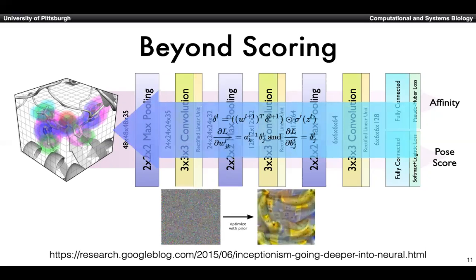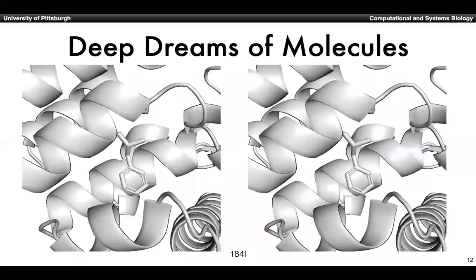And when you do this with images, you get something like this, where if you start from just a random noisy image and keep updating it till the network thinks it's a specific class, in this case a banana, then you get this kind of banana-esque thing. So it's not really a picture of a banana, but you see the essence of banana there. And so we can do the same thing with molecules.